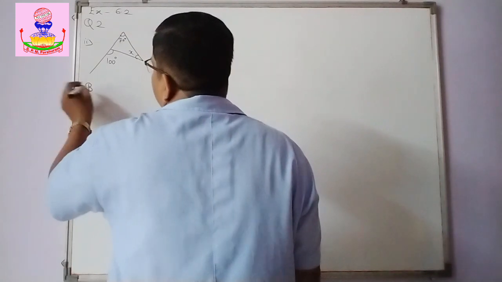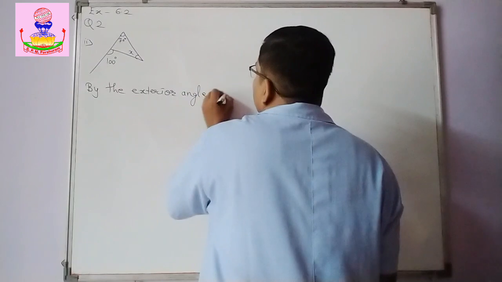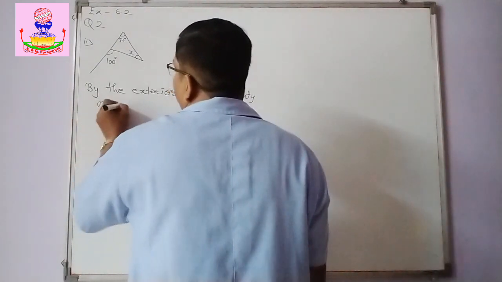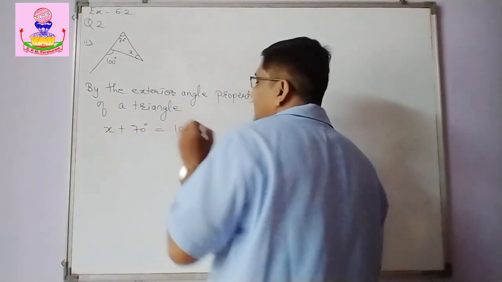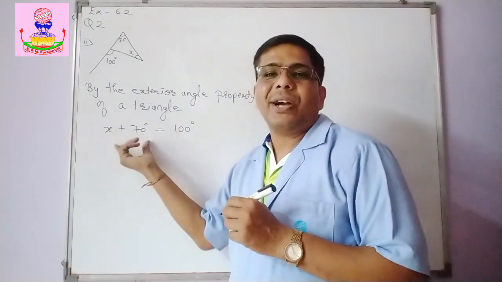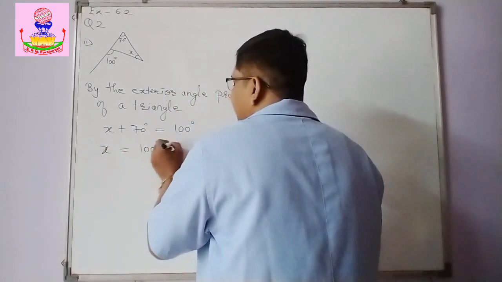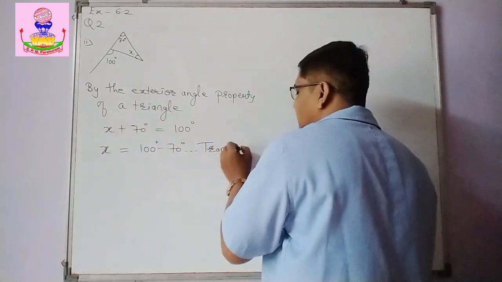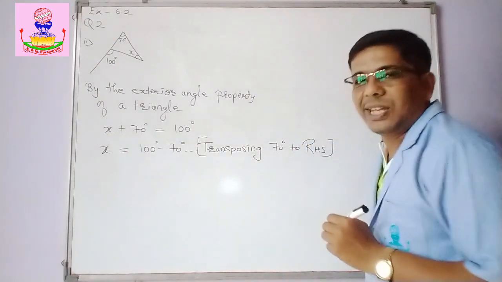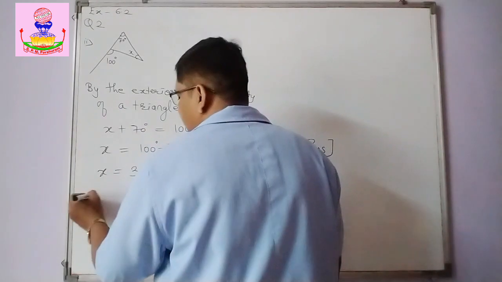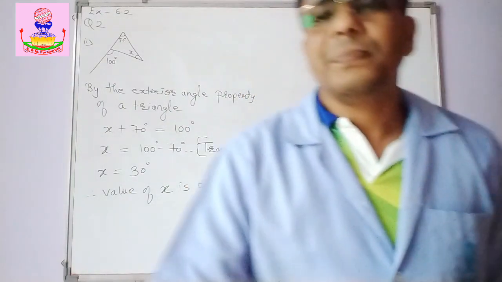Okay. So again, by the exterior angle property of a triangle, what you can have, x plus 70 degree, that is equal to 100 degree. Okay, now I want to find the value of x, so I don't want this 70. So transposing, so when it comes to this side, yes, it is minus. So x is equal to 100 degree minus 70 degree. Transposing 70 degree to RHS. Okay, so 100 minus 70, yes, 30 degree. So therefore value of x is 30 degree. Do you get it? Okay. Now next example.